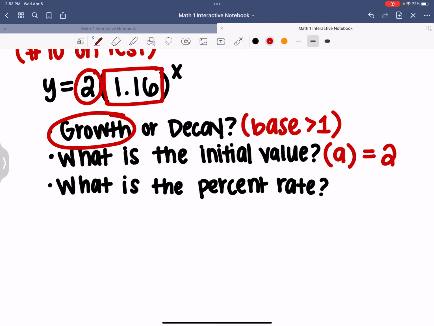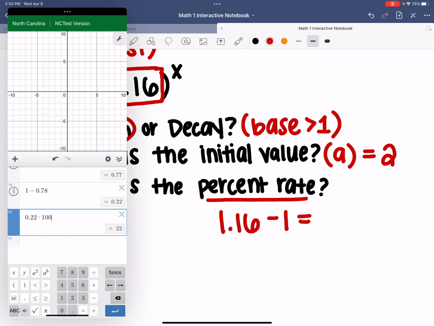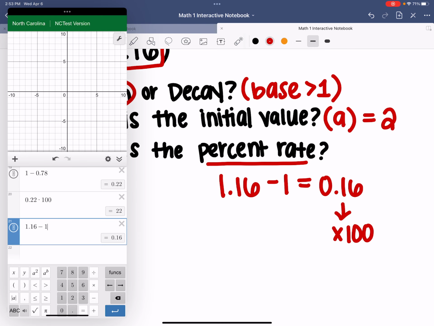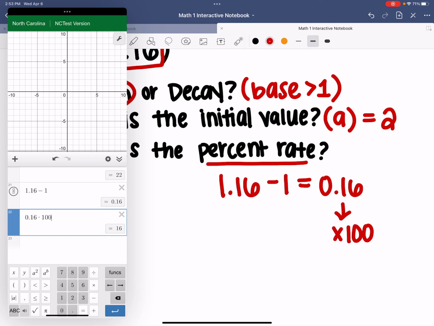What's the percent rate? So to find the rate, that's how much bigger than 1. So 1.16 minus 1. Calculate that. It would be 0.16. Multiply by 100 to get your percentage. So that would be 16%.